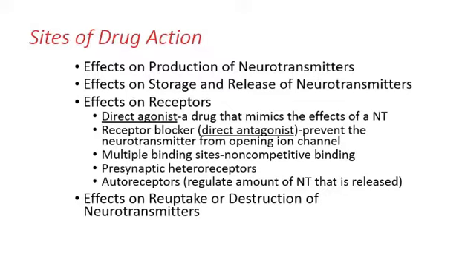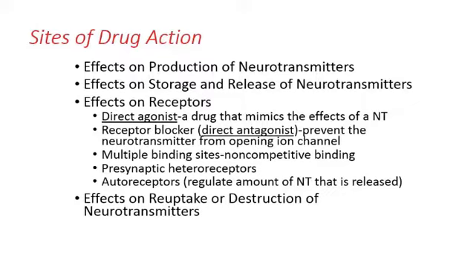And then on the presynaptic membrane, we have presynaptic heteroreceptors and autoreceptors that regulate the amount of neurotransmitter that is released. Drugs can stimulate the presynaptic heteroreceptors, which would change the likelihood that an ion channel is opened, and the same thing can happen if the drug stimulates autoreceptors on the presynaptic membrane to change the amount of neurotransmitter that's ultimately released.